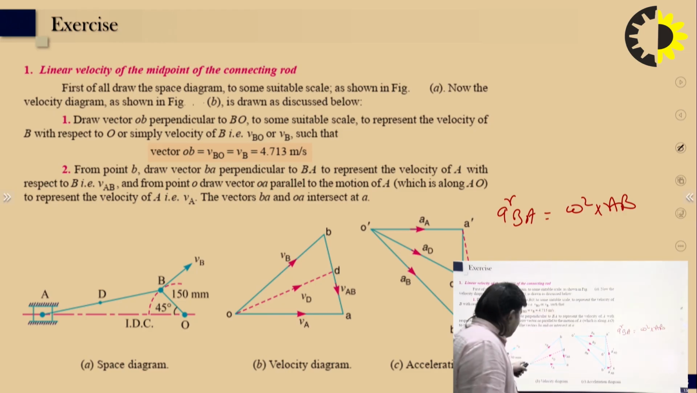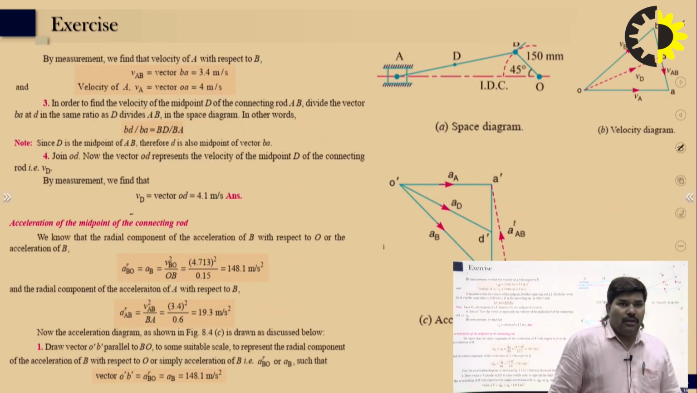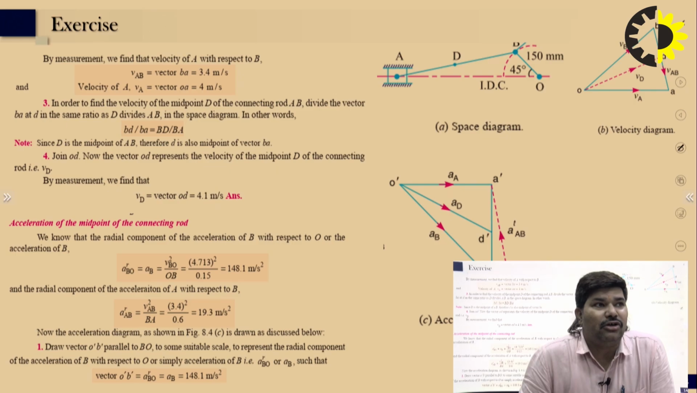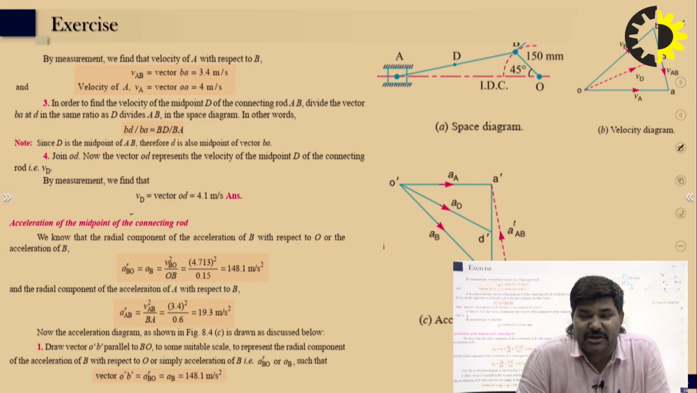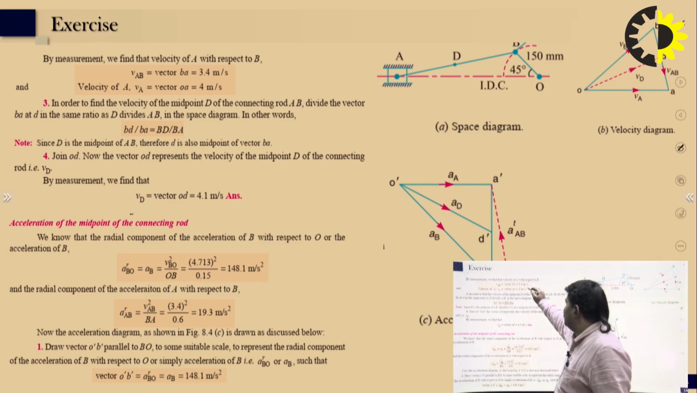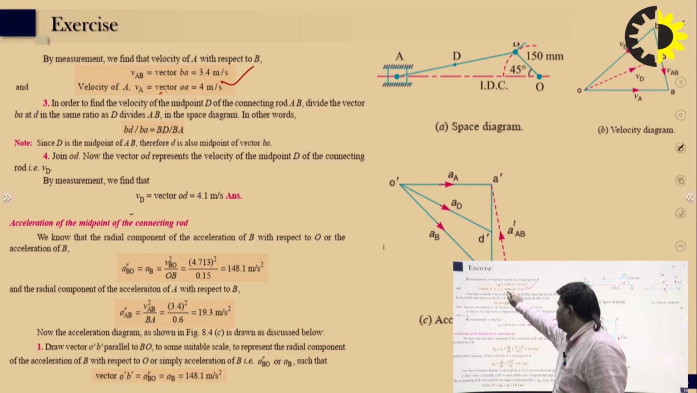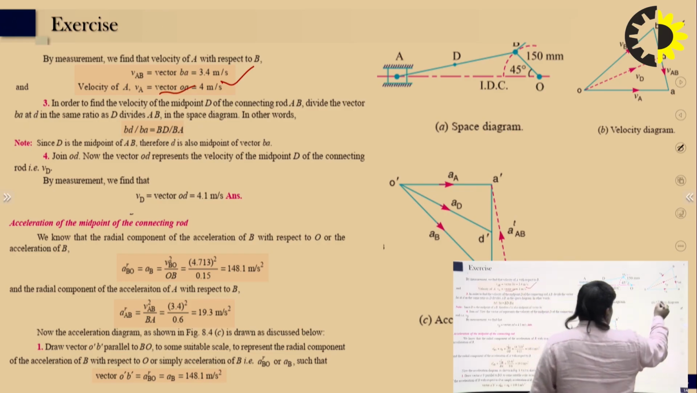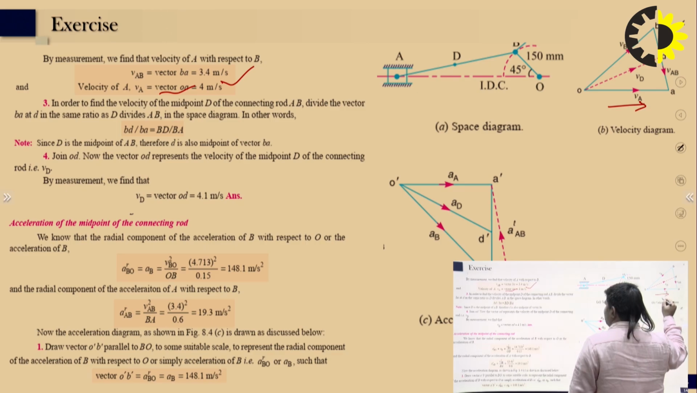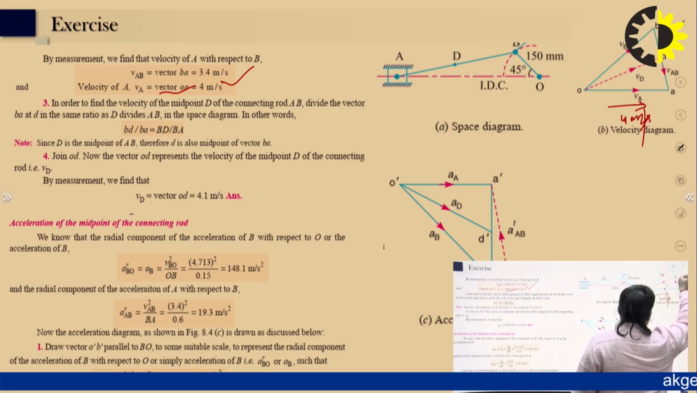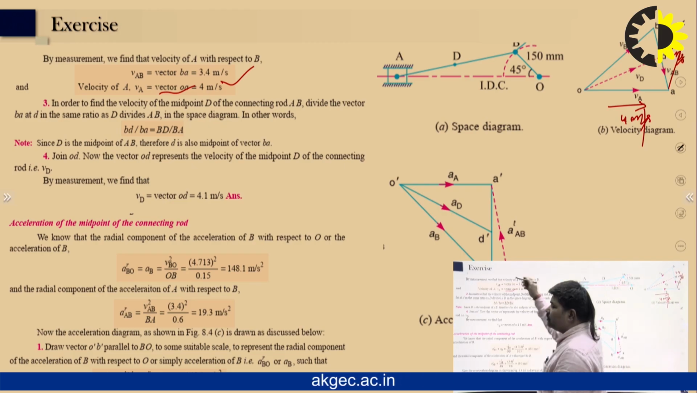So in that case, we will draw the velocity diagram. After that, we will see that the velocity of A with respect to O, by measurement, we find out the value is 3.4 meter per second. And velocity of A, these values become 4 meter per second, and velocity of B with respect to O is 3.4 meter per second. These values come from the measurement.